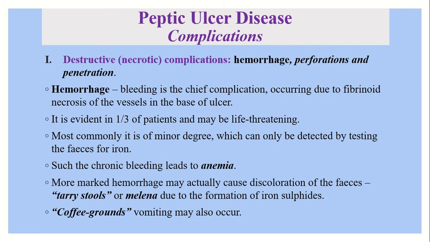Most commonly, it is of minor degree, which can only be detected by testing the feces for iron. Because this is the chronic bleeding, it leads to the anemia. More marked hemorrhage may actually cause discoloration of the feces. We call it melena. Probably you remember from the hemocirculatory disturbances, we discussed it. Or the tarry stools, due to the formation of iron sulfides. Also, the coffee grounds vomiting may occur here.